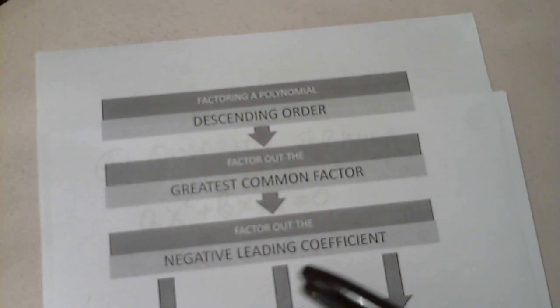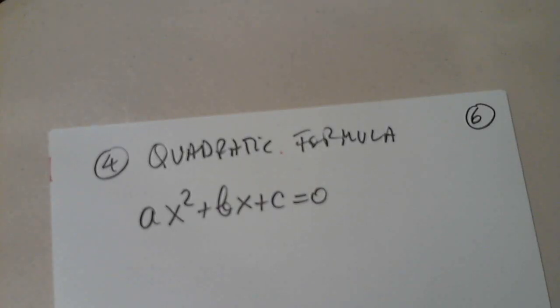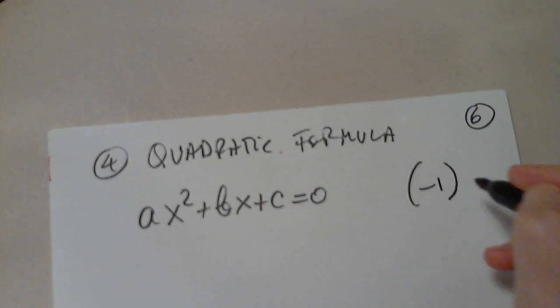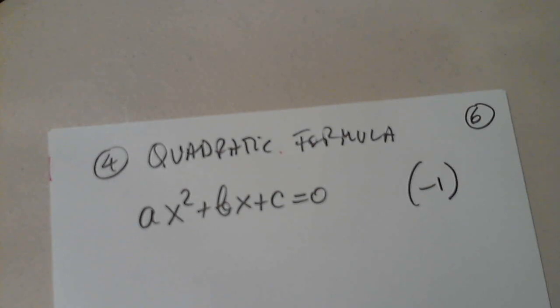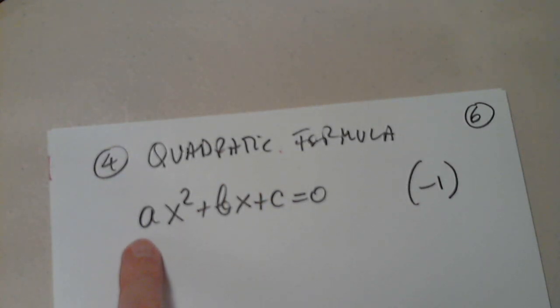And never, ever, ever use the quadratic formula if you have a negative leading coefficient. And you can say, but what do I do? Very simple. Multiply both sides by -1. Always and forever. You should never agree to solve a quadratic equation using the quadratic formula or any other method with a negative leading coefficient, ever.